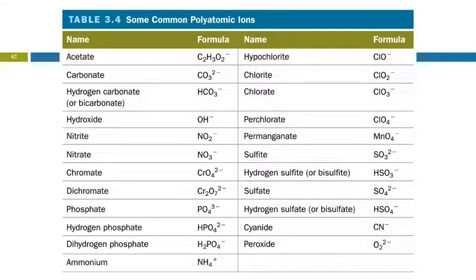Okay. What we see here is that most of these polyatomic ions contain oxygen. So here we've got oxygen, oxygen, oxygen. Here's one that doesn't. Ammonium, that is the one oddball polyatomic cation. Here we've got cyanide. Cyanide doesn't have oxygen in it. But most of the others have oxygen.